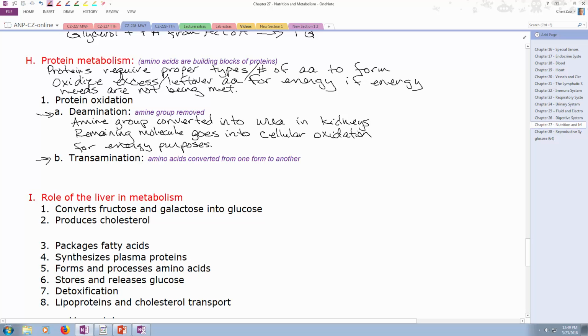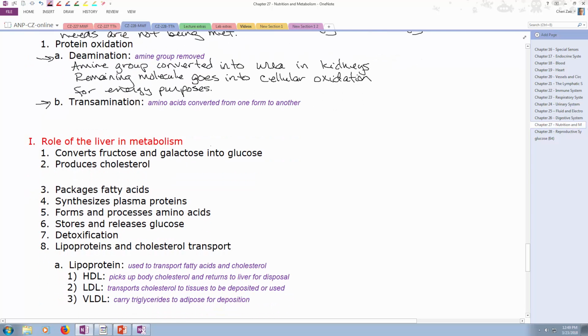Transamination, amino acids are converted from one form to another, and this is actually really nice. Liver helps us do this transamination process, and we do this because it's important that we actually have the proper building blocks for protein synthesis.